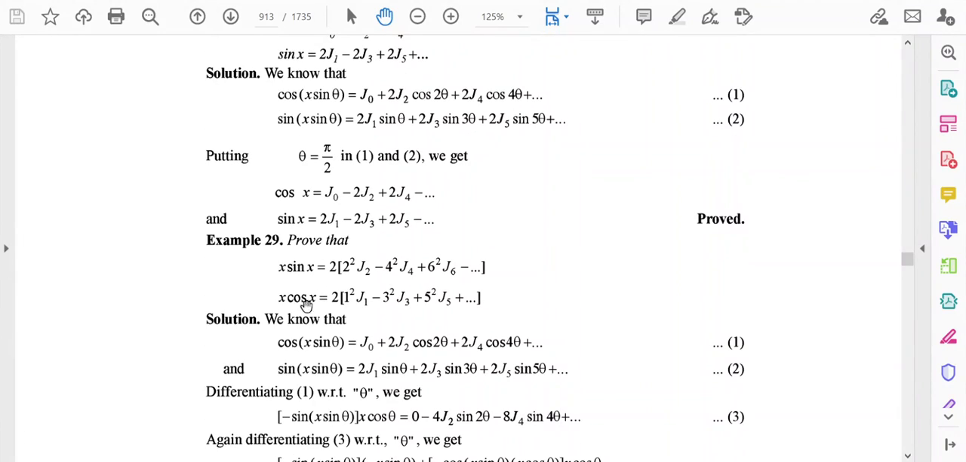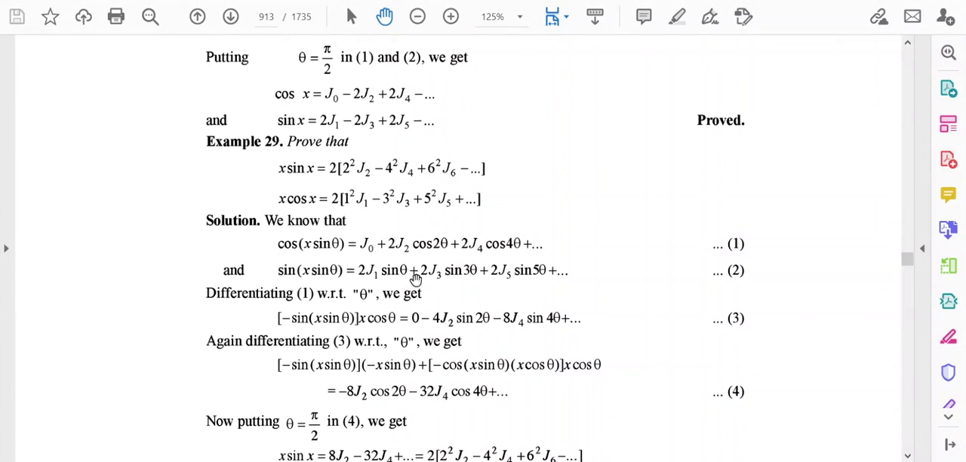Now suppose we have to show that x sin x is equal to 2 into (2 square J2 minus 4 square J4) and so on, and x cos x is equal to 2 into (1 square J1 minus 3 square J3 plus 5 square J5) and so on. So at first we use this formula again, that is, formula 1 and 2.